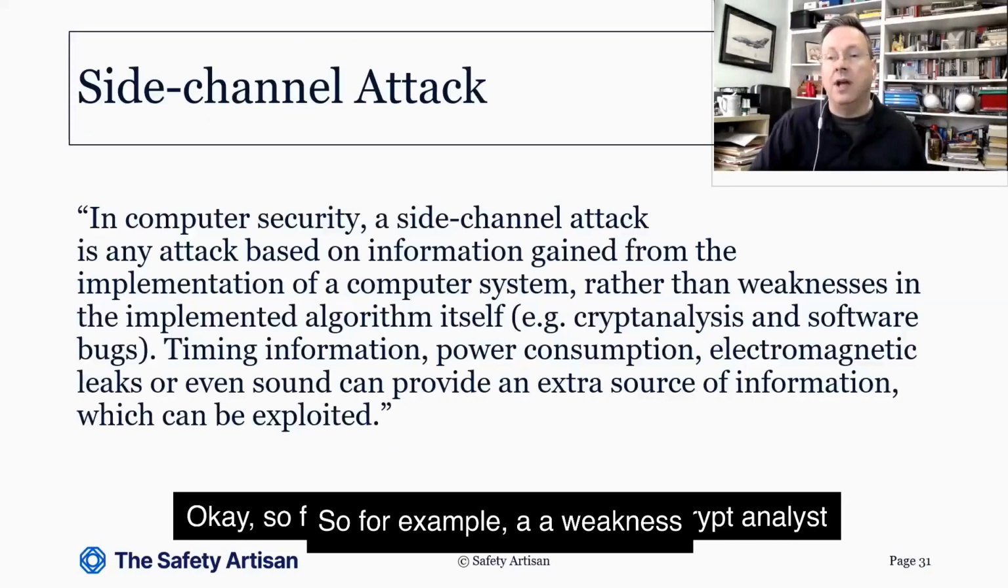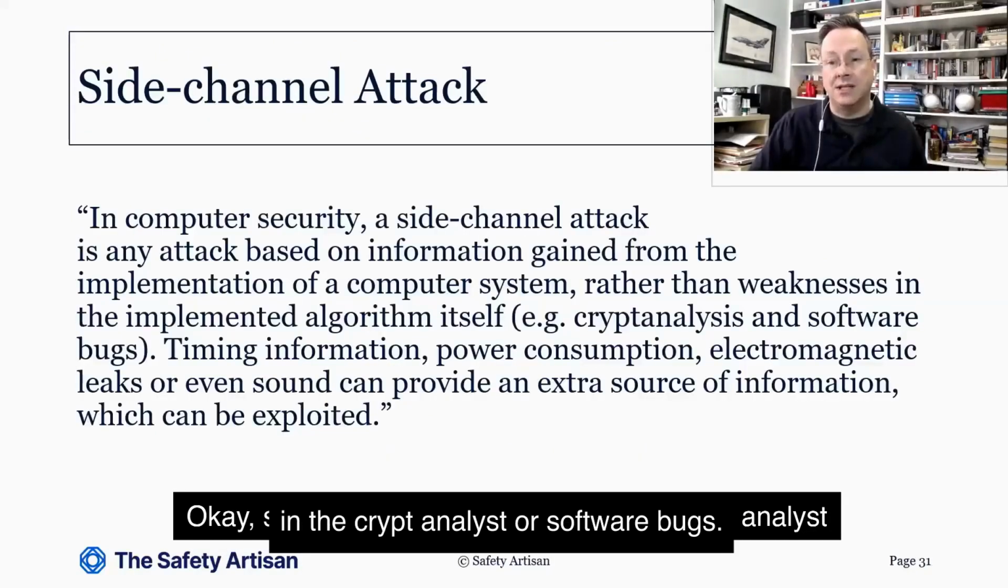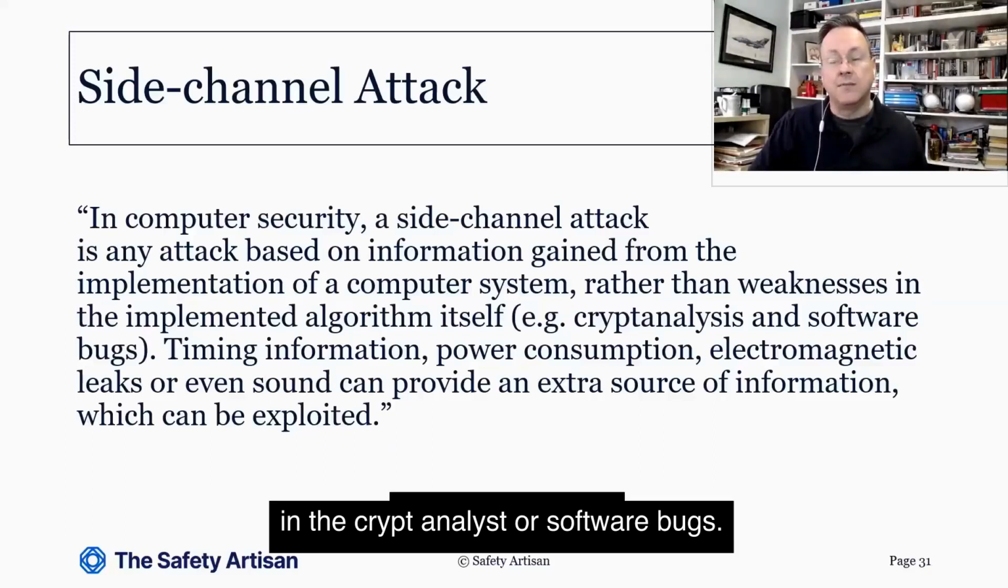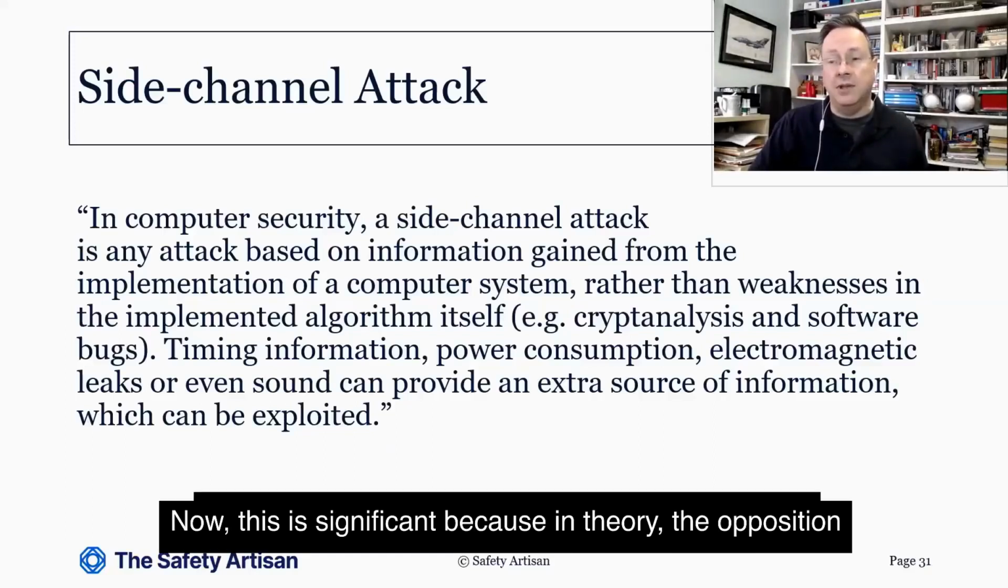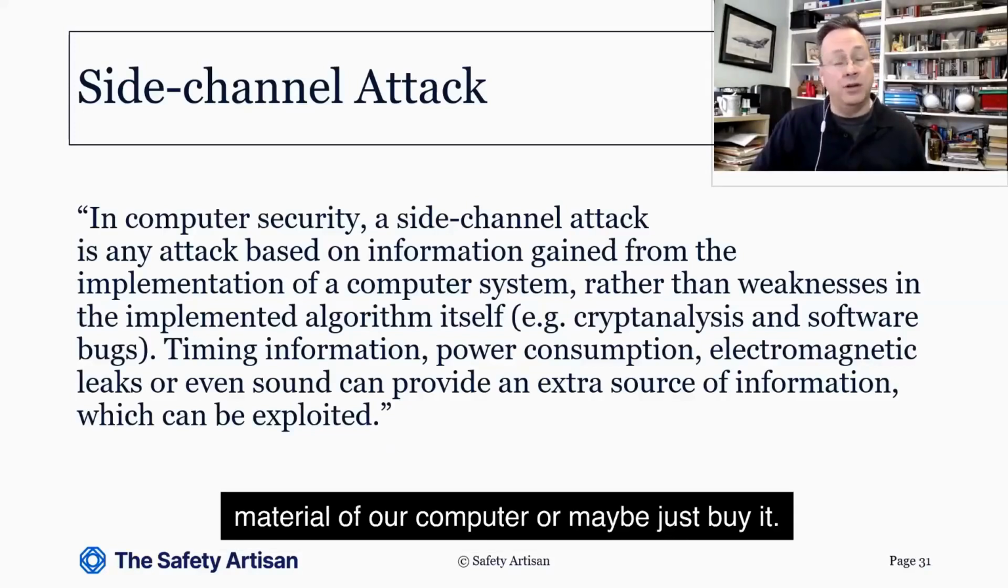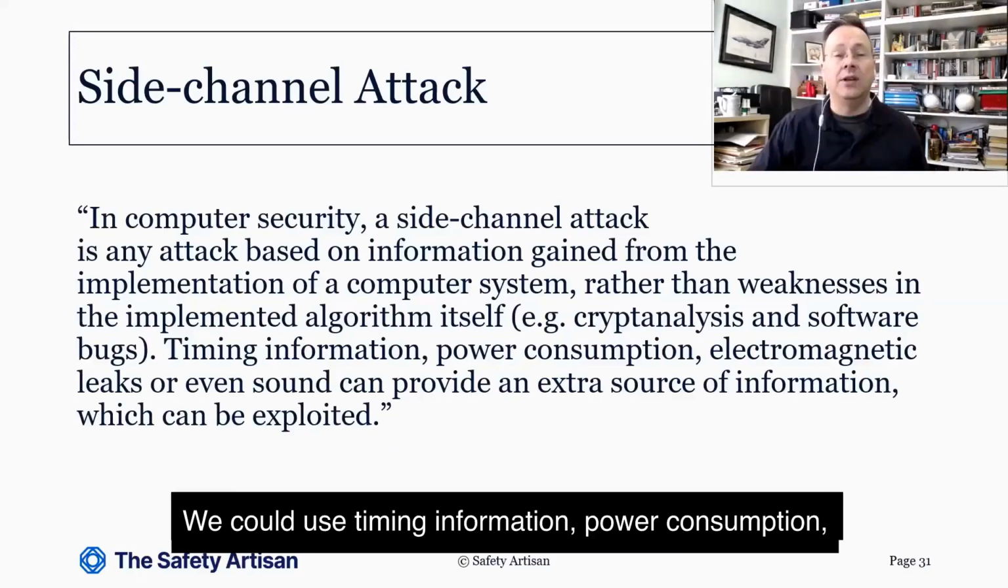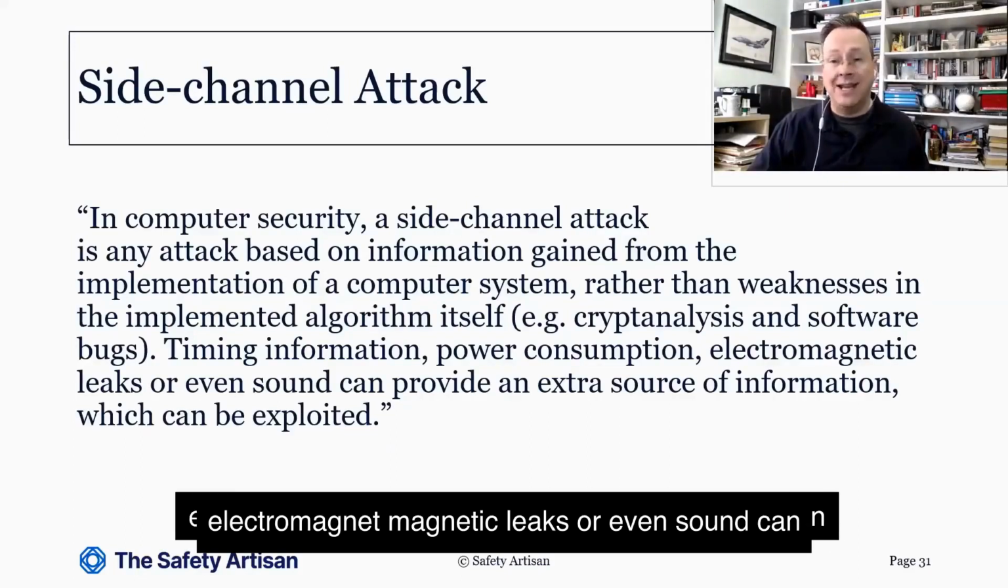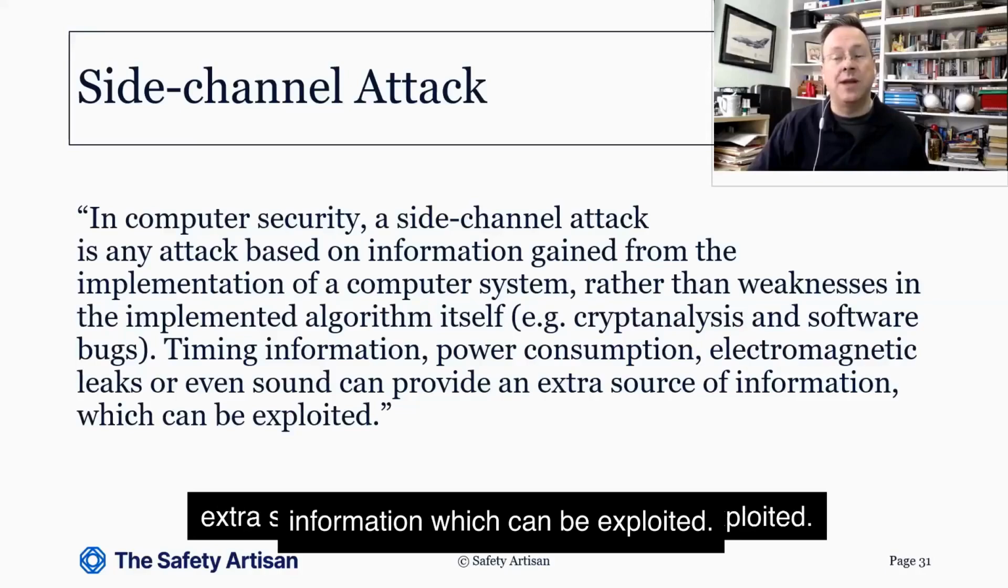So for example, a weakness in the cryptanalyst or software bugs. Now this is significant because in theory, the opposition should be able to capture a version of our material, of our computer, or maybe just buy it. We could use timing information, power consumption, electromagnetic leaks, or even sound can provide an extra source of information which can be exploited.